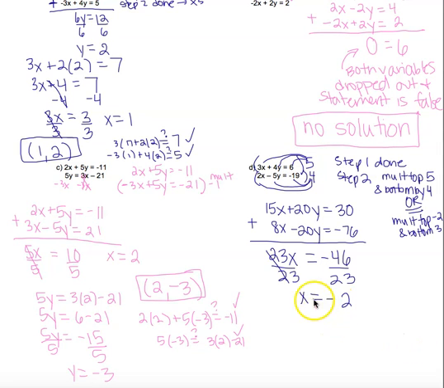Step 4, I'm now going to take this solution and substitute it into one of the original equations. So this is for you to do now. Take negative 2, plug it in for x in one of your original equations, and then tell me what you get for y.